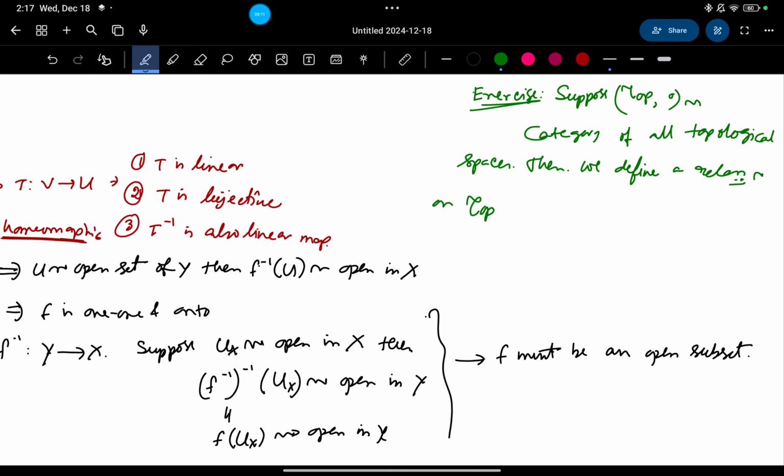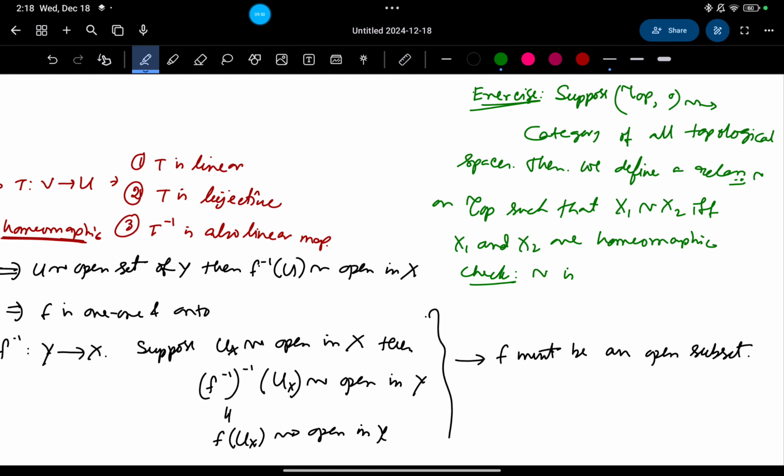So I mean, you know that a category basically consists of an underlying set and morphisms, right? So a composition is a morphism. So we define a relation, let's say it is tilde on Top, such that any two topological spaces x1 is related to x2 if and only if x1 and x2 are homeomorphic. So check this relation is an equivalence relation.